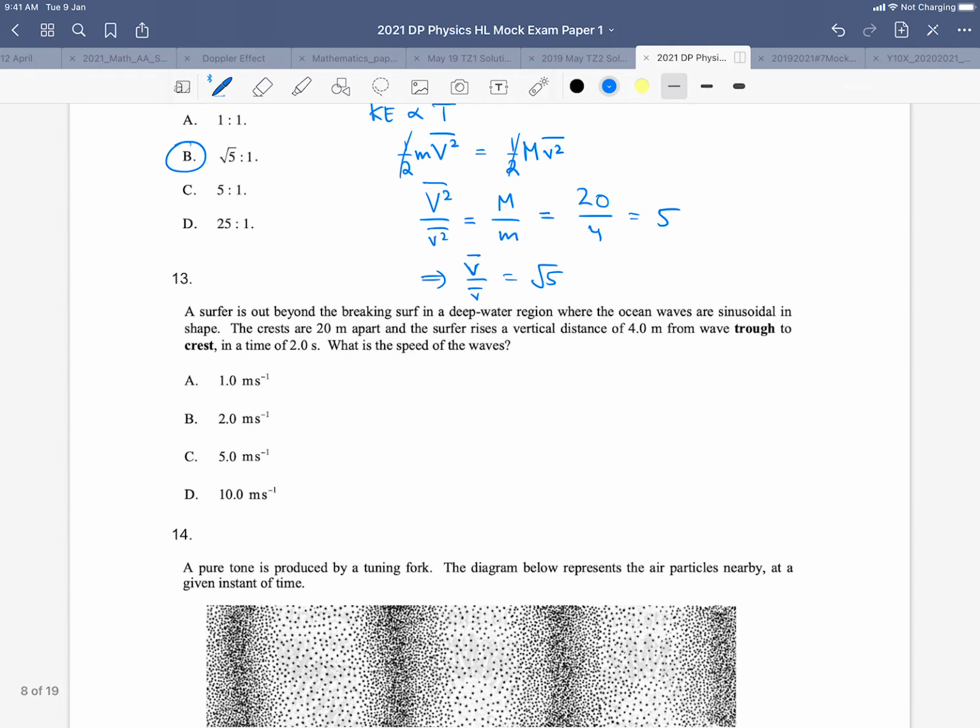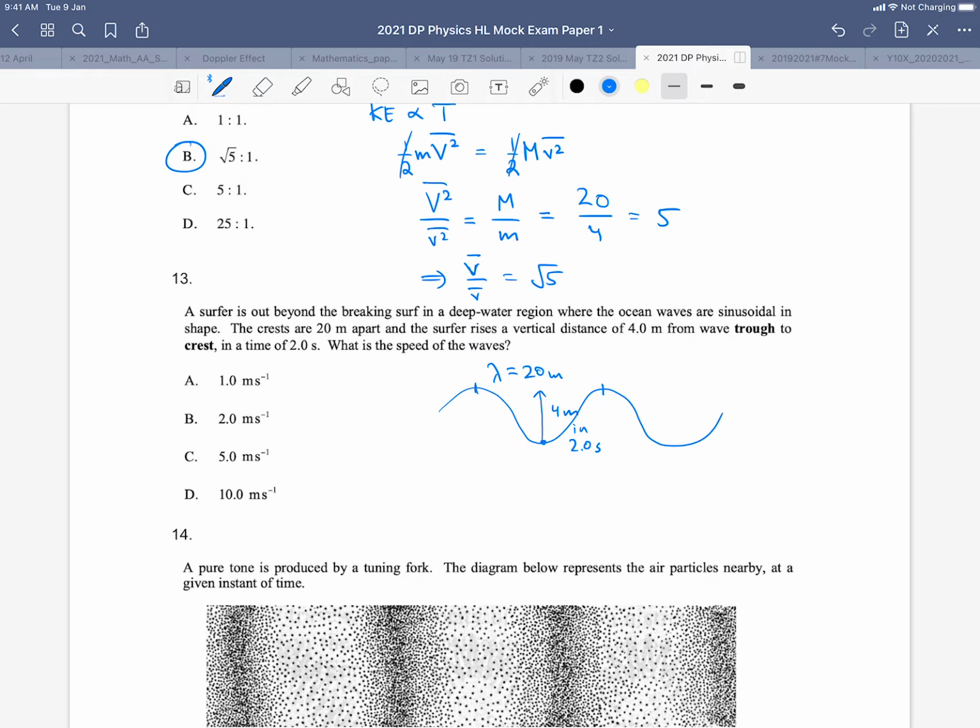Okay, waves. We have a surfer out beyond the breaking surf in a deep water region. Ocean waves are sinusoidal, something like this. Crests are 20 meters apart. That's of course the wavelength. It rises a vertical distance of 4 meters from a trough to a crest, and it does that in 2 seconds.